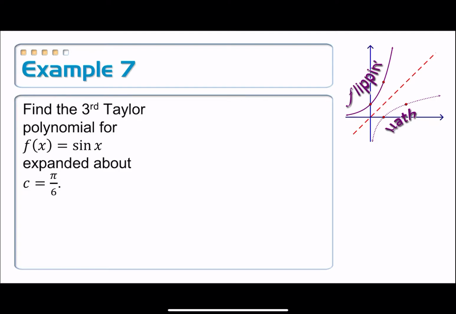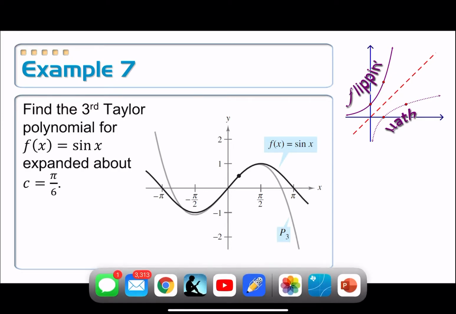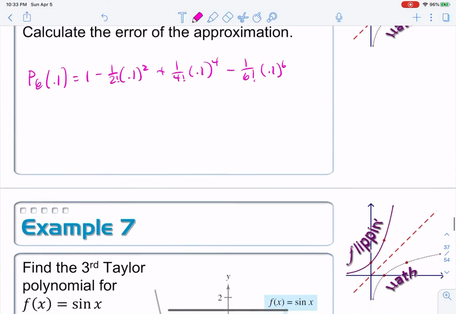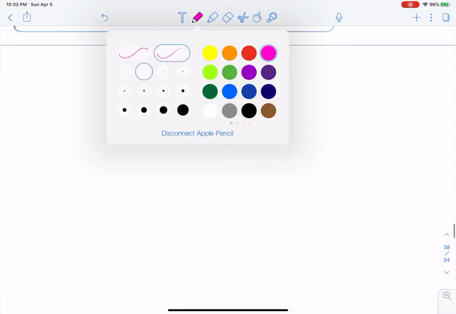Example the last. Find the third Taylor polynomial for f of x equals sine of x expanded about c equals pi over 6. Let me go ahead and show you what a picture of this looks like. So we've got our sine graph, and we've got this cubic equation that we're trying to use to approximate it. Let's get the equation for that thing. Okay. Nope, not Maclaurin. We're going to center this thing about pi over 6. Hopefully you remember your unit circle.